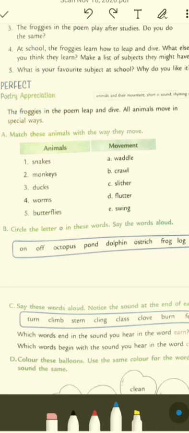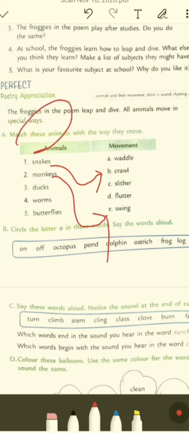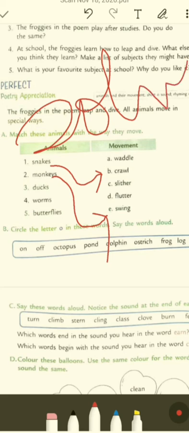Okay, so froggies in the poem leap and dive. All animals move in their special way. We are asked to match the animal with the way they move. So this also is simple. I'm not doing all. Snakes, what do they do? Do they swing? Do they waddle? They crawl, right? Then monkeys, what do they do? They swing. So solve them on your own. If you have a problem, like I've said, I'm always there. Okay.